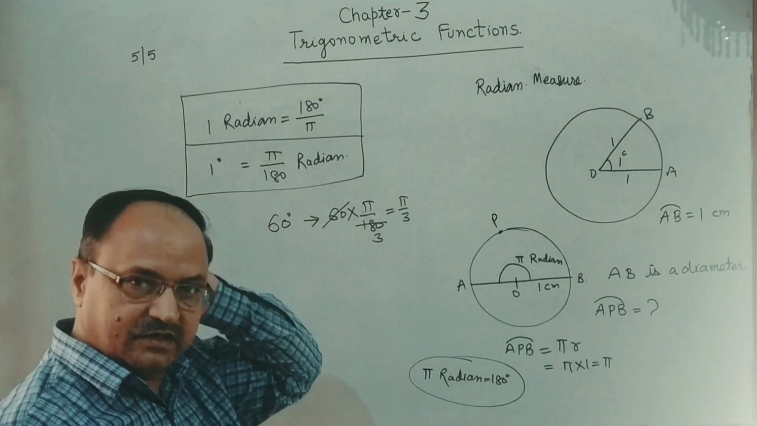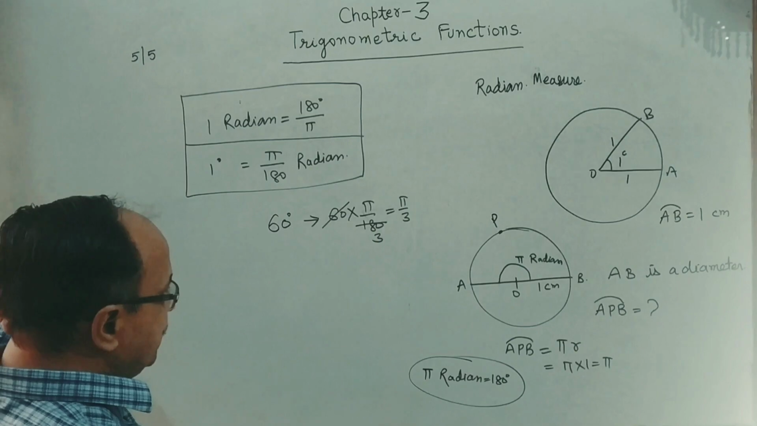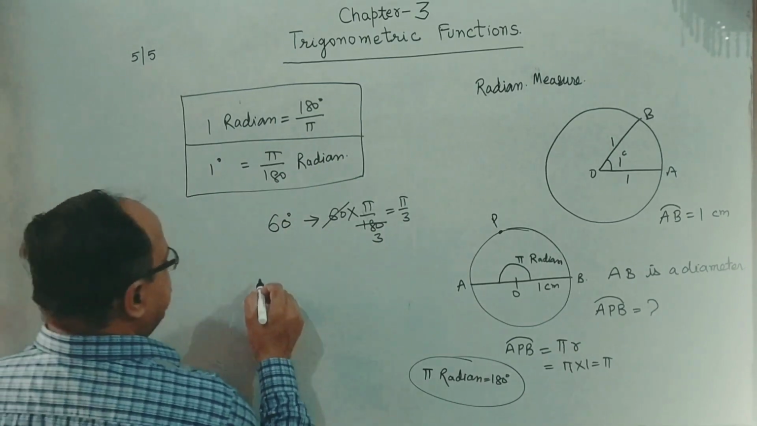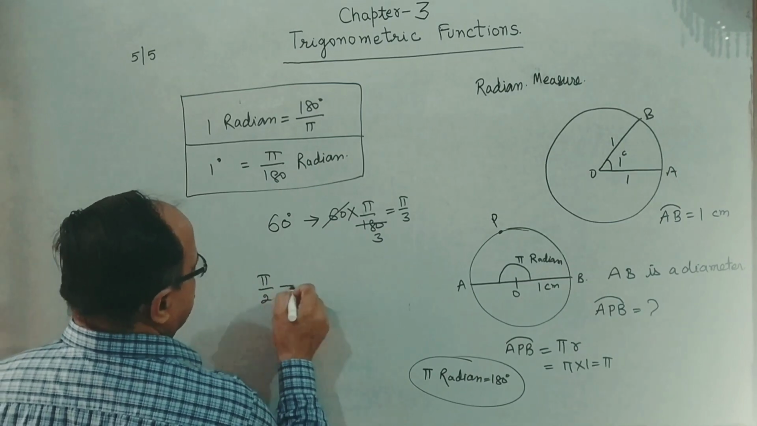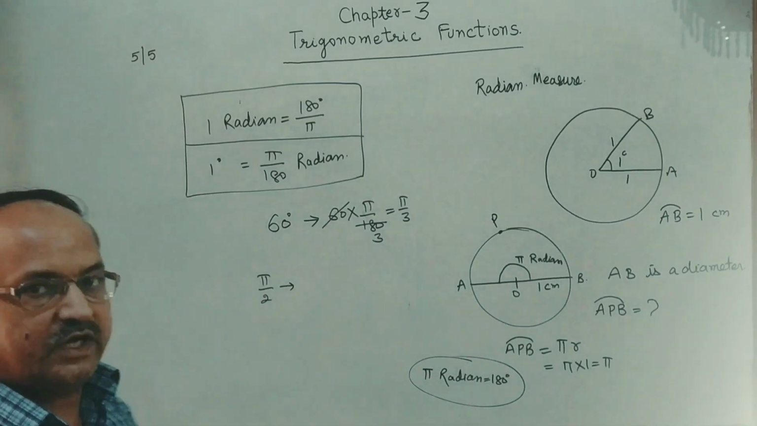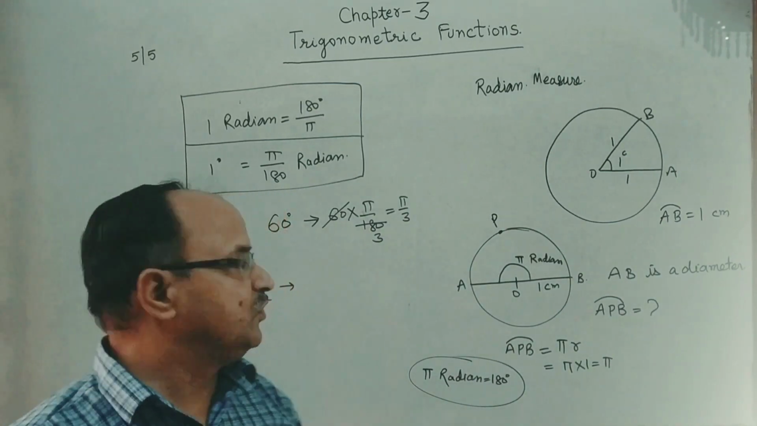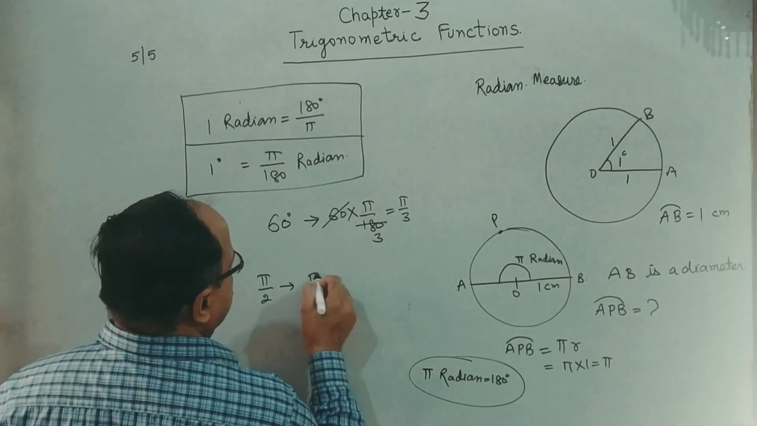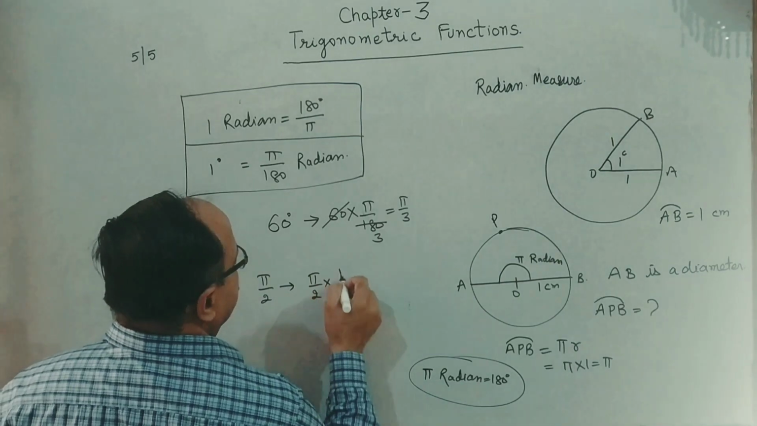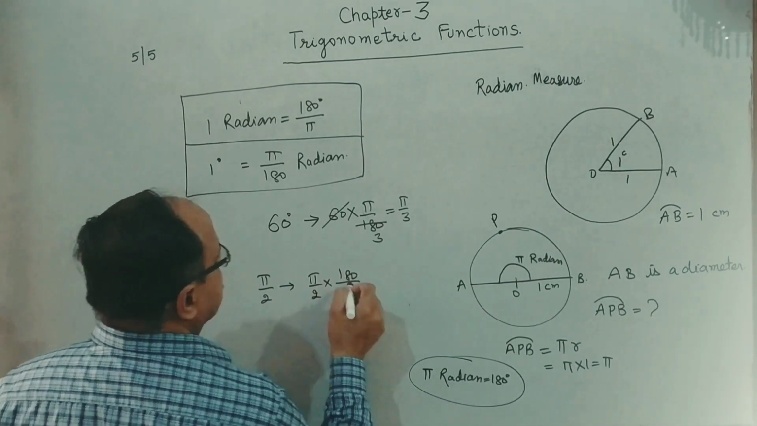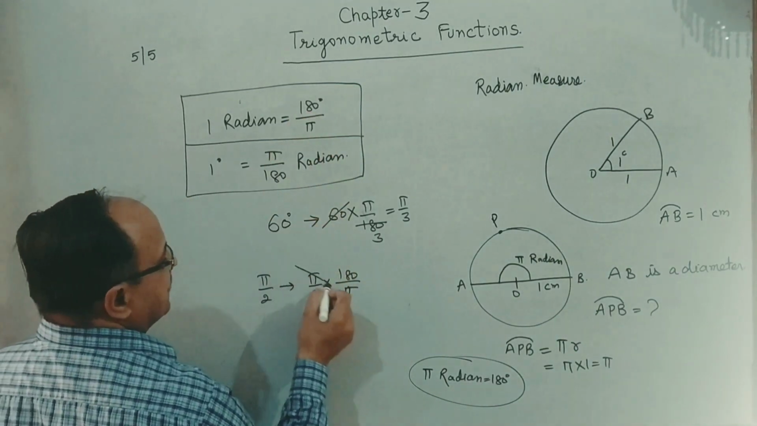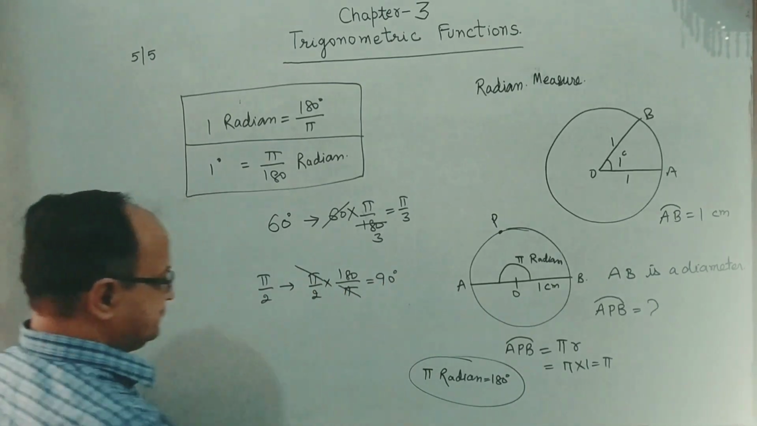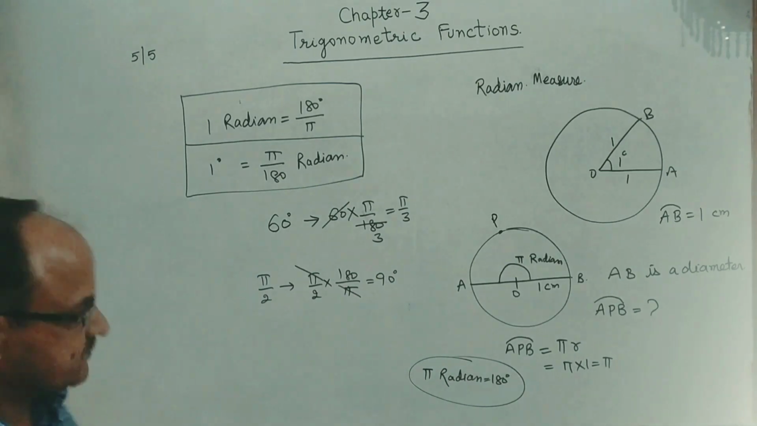And if you want to convert radian into degree, suppose pi by 2 radian. If you want to convert pi by 2 into degrees, then pi by 2 multiplied by 180 by pi. Pi and pi cancel. That is 90 degrees. Clear?